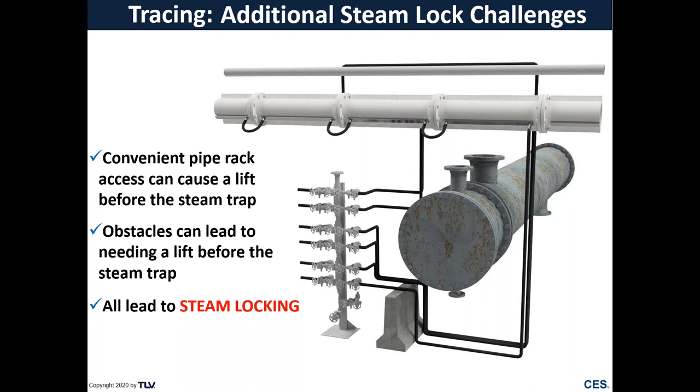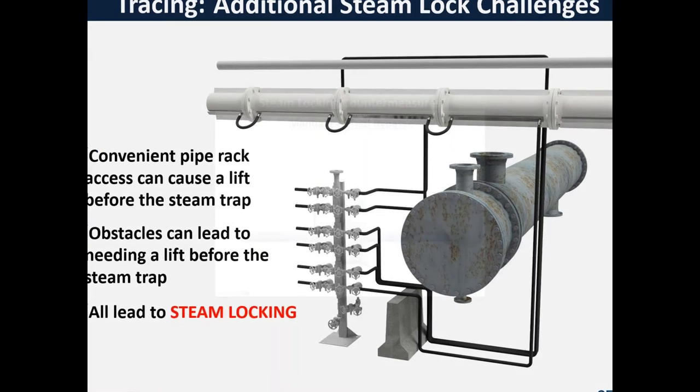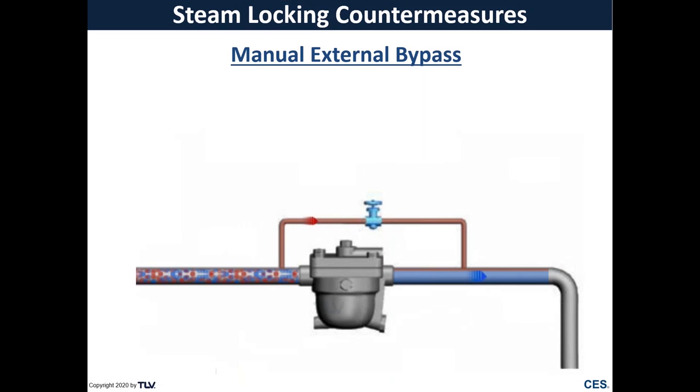Fortunately, all hope is not lost. There are some countermeasures that could be taken to address these issues. One very common countermeasure is to open an external bypass. This bypass allows a small amount of steam to bleed past, preventing a steam lock. However, there's still a lot of room for error.